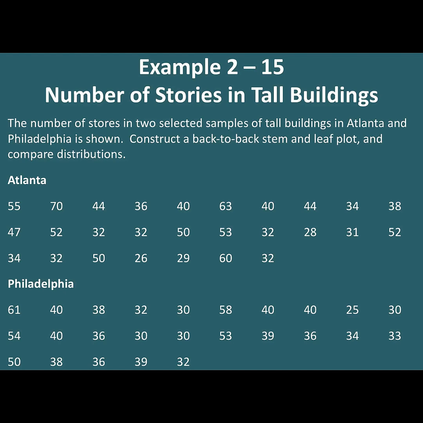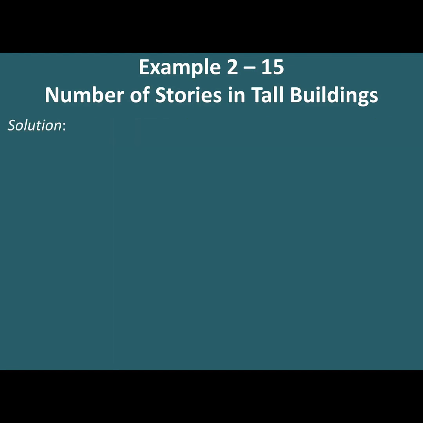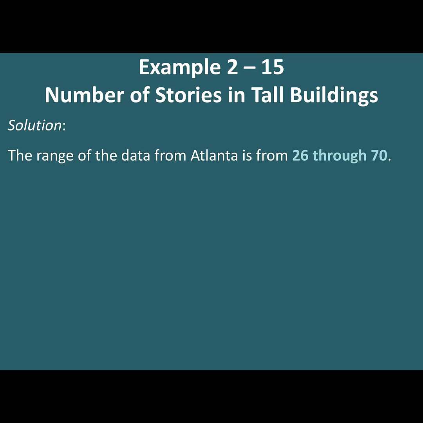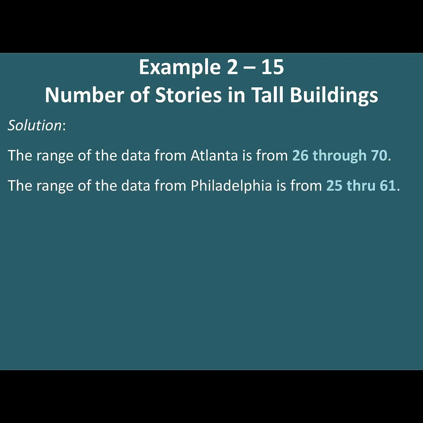Now, there are a couple items that I wish you to know about this data. First of all, we can see that the range of data from Atlanta is the lowest number is 26 up to the highest number of 70. Whereas Philadelphia, lowest number is 25 on up to 61. Since all the data values from both Atlanta and Philadelphia are at most in the tens place, we can see that our stems will be in the tens place. In particular, Atlanta will be 2 through 7, and Philadelphia will be 2 through 6. Now, since this will be a back-to-back stem and leaf plot, we're going to go with the more comprehensive 2 to 7.